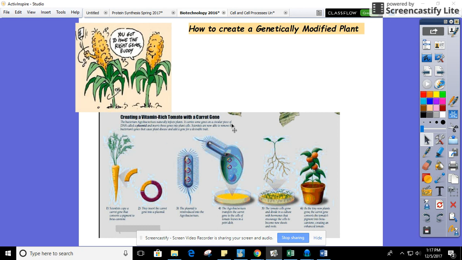So the next page here shows a little funny for you. He's like, you got to have the right genes. So this guy is getting attacked by little insects, but this one isn't.